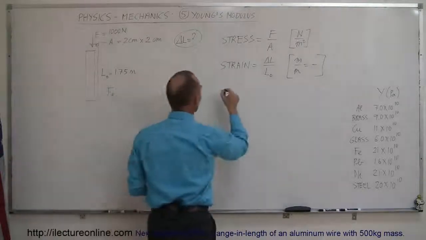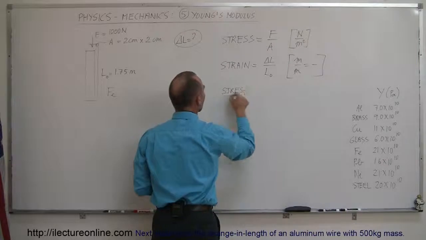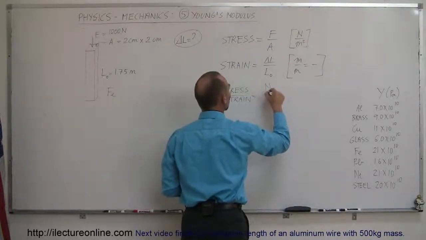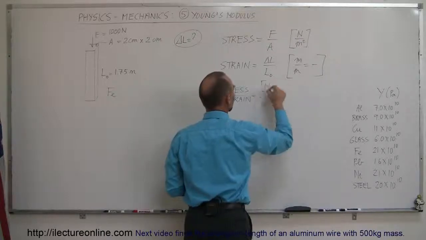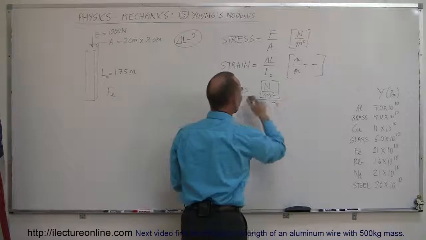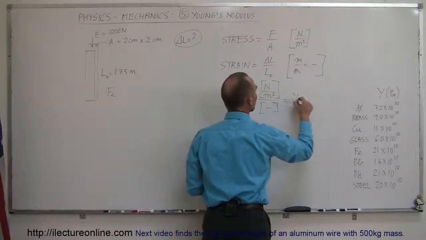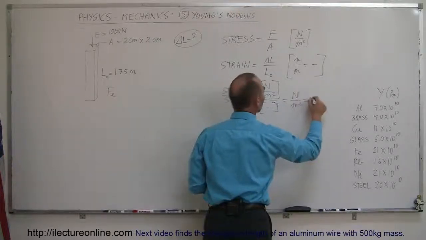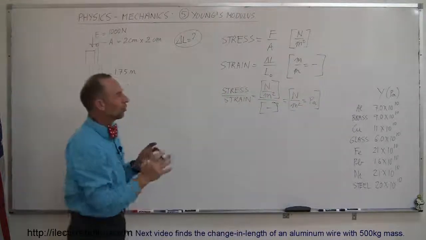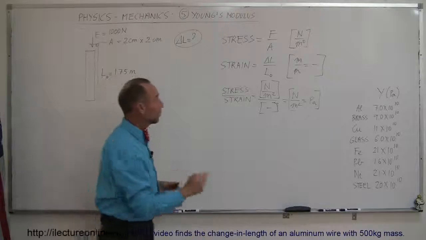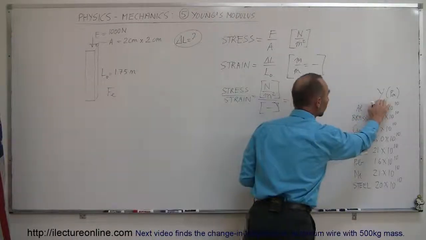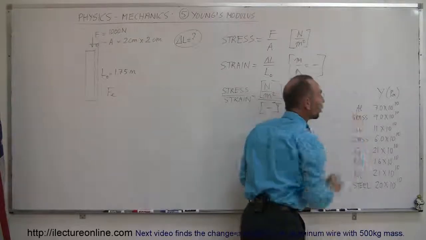Now, if we take the ratio of those two, stress divided by strain, that would be newtons per square meter, or pascals, divided by no units. So the ratio in units is simply newtons per square meter, or pascals. I use brackets to note that I'm talking about units here. Since stress divided by strain is equal to Young's modulus, it has units of newtons per square meter, or pascals.